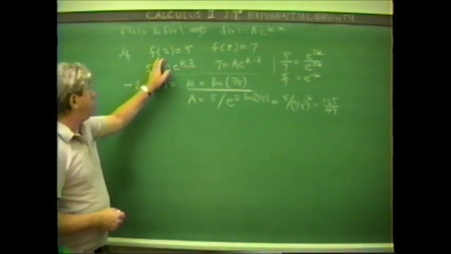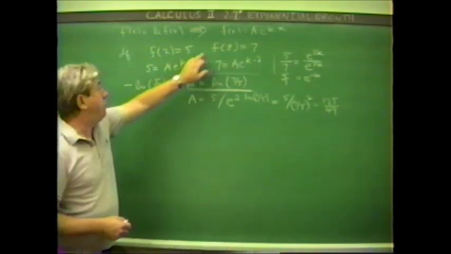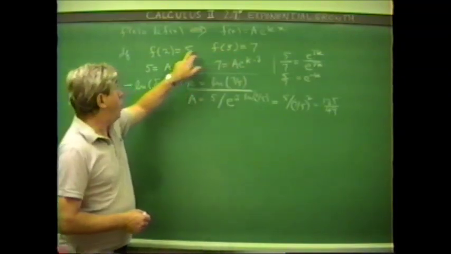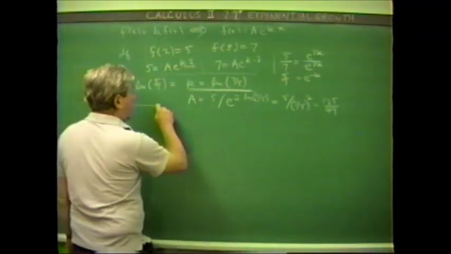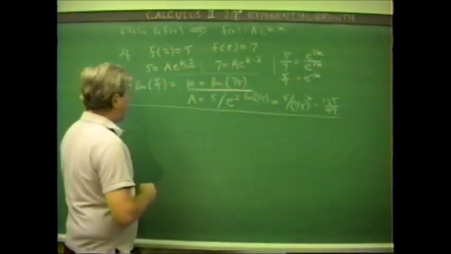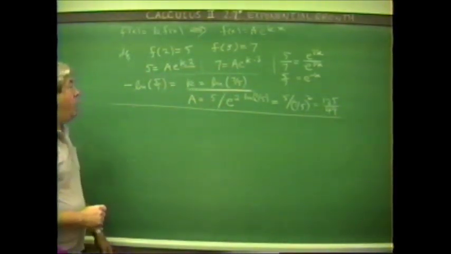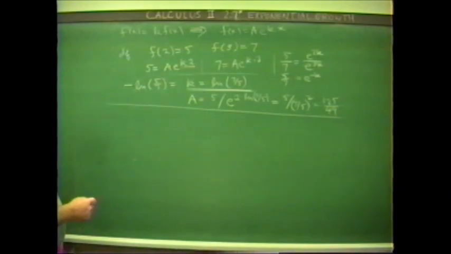From knowing two specific values of the function f, the quantities a and k can be determined. Let's look at an example that represents perhaps a practical case.